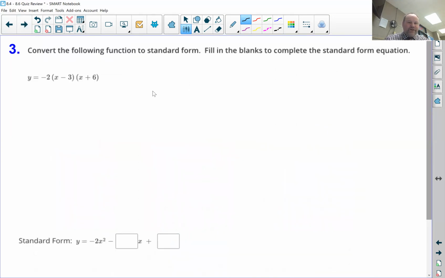All right, then converting to standard form. So multiplying out using FOIL or the box method. And again, you'll be filling in the coefficients. Notice that the signs are already there. So if you get a negative 3x, you just have to put the 3 in the box.